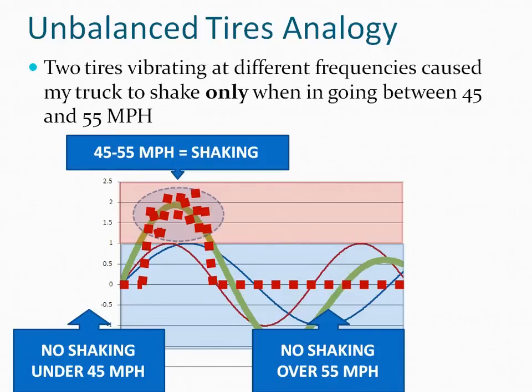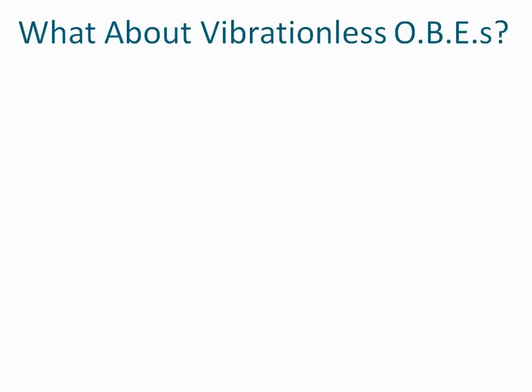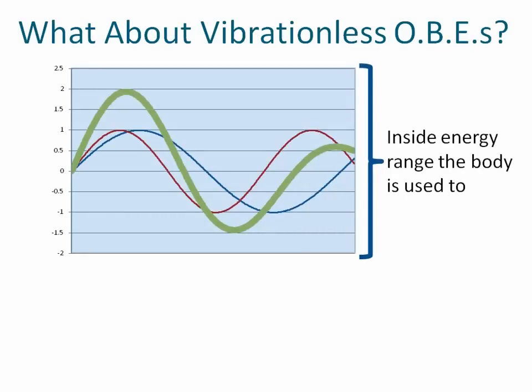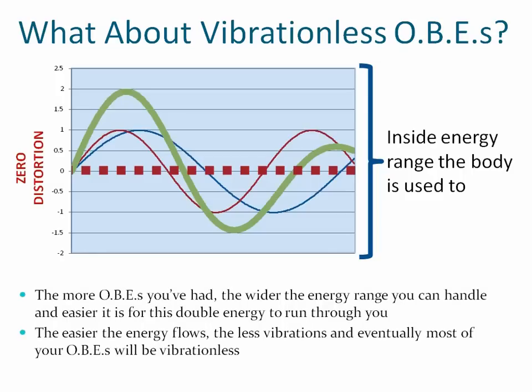Pre-OBE rushing noises and vibrations are the same thing. You're coming in and out of phase with two different physical and non-physical signals. Keep in mind that the vibrations only happen when the total energy goes beyond what your non-physical body is capable of conducting. The more OBEs you do, the more energies you can run without problems, and the less vibrations you'll have. Eventually, almost all of your OBEs will be vibration-free.